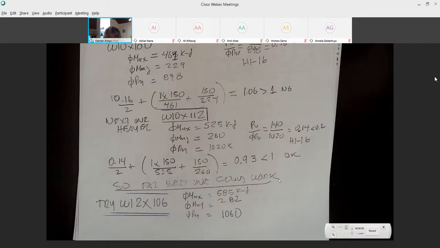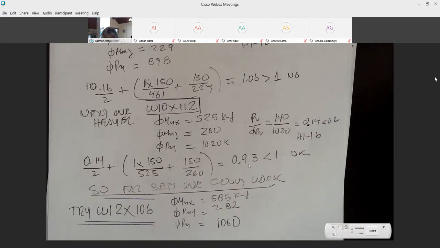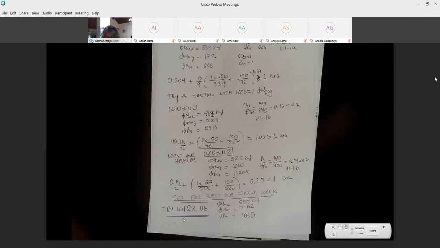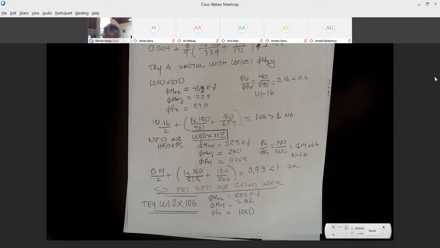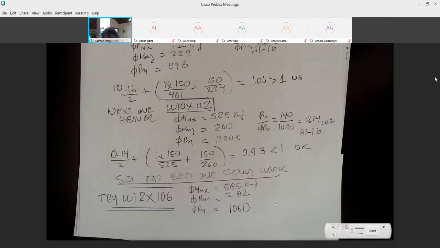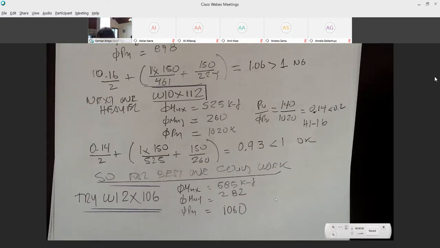But I'm going to try W12 by 106 because I went up 2 instead of 1. So I want to make sure this is a good section close to 1. This is the first one that works. But I want to make sure, because it doesn't take more than 1 minute to go back to the table and check the one in between, W12 by 106. These values, again, they come from table 6 or chapter 6.